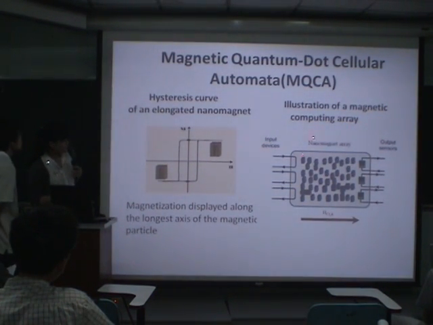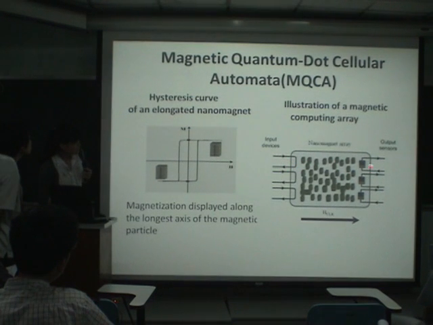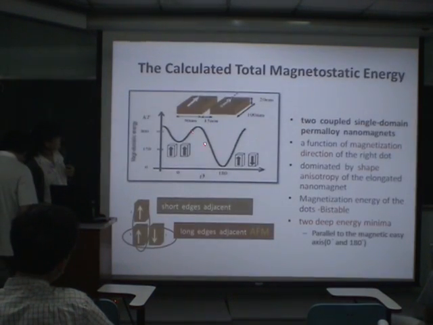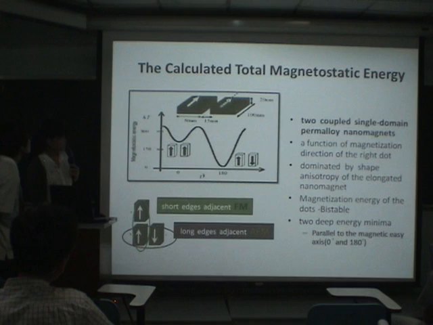When we put in the input information, it can propagate from the input devices toward the output sensors through the narrow magnet array interaction. And here is the clocking field. Then we see the calculated total magnetostatic energy of two coupled single-domain permalloy narrow magnets.